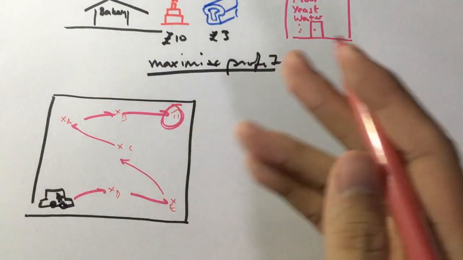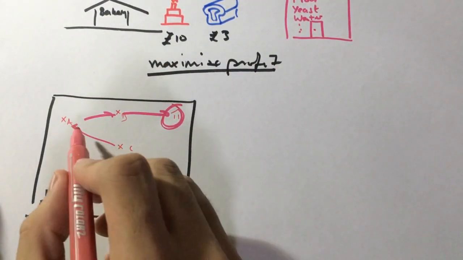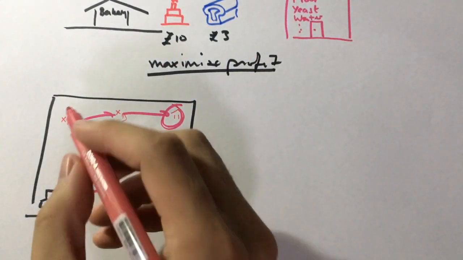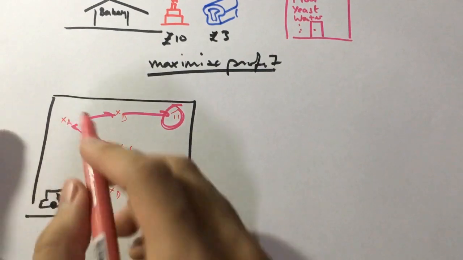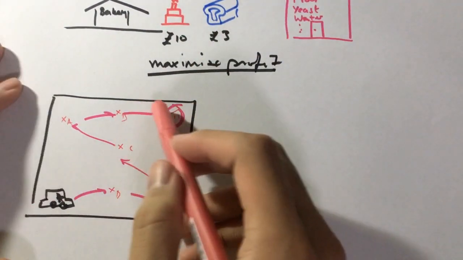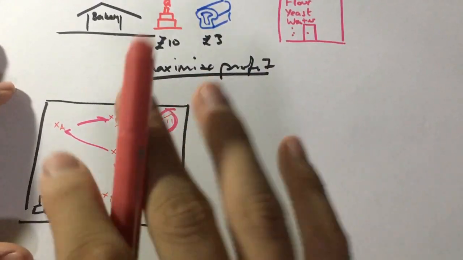Maybe there are also other constraints. Maybe you can't have friend A and friend B be alone with you in the car for some reason. So maybe you have to send A off first or B off first or something like that. So there are other constraints that you might want to think about. So this is another example of an optimization problem as well.